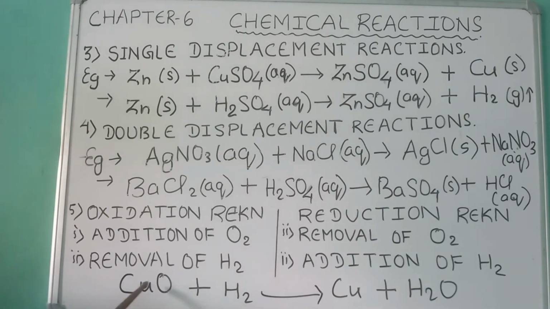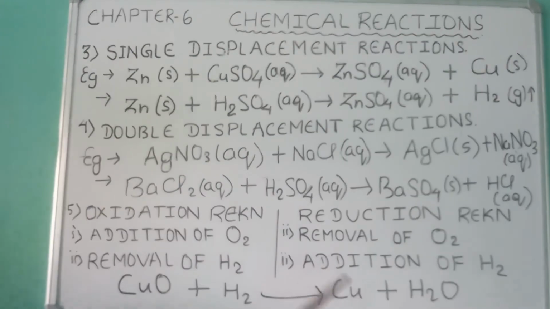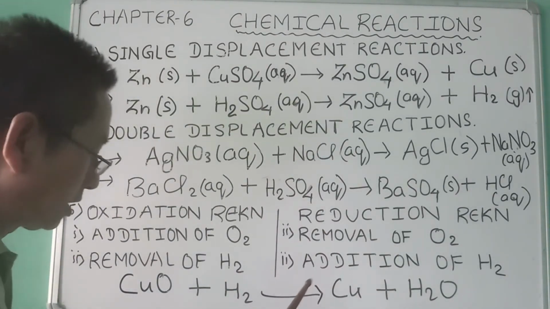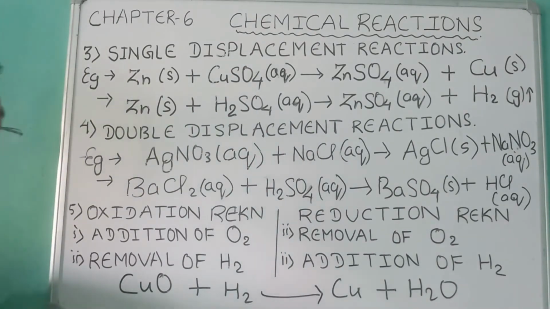When hydrogen gas is passed through this copper oxide, this black color disappears and reddish brown copper is formed. Here in this reaction, hydrogen reduces this copper oxide to copper. That means copper oxide is reduced to form copper by the loss of oxygen, whereas hydrogen is oxidized to form water molecule by the addition of oxygen.